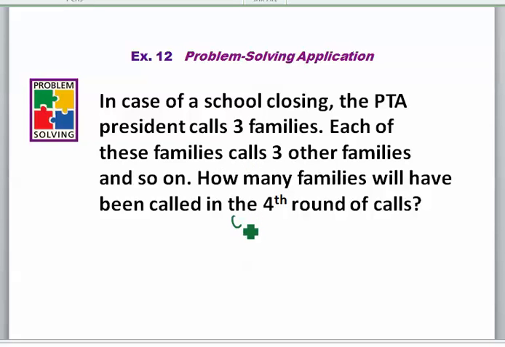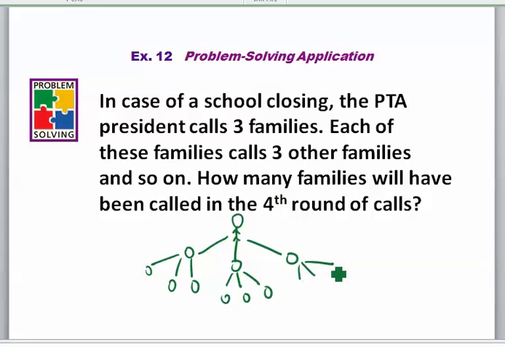So here's this person, this PTO person, and their school is closed. So they make 3 phone calls. This is also a phone tree. So now they've contacted 3 other people. So each of these families then contacts 3 other people. This would be round 2 of calling. Here's round 1 of calling. Here's round 2 of calling. We want to know how many calls will have been made in the round.